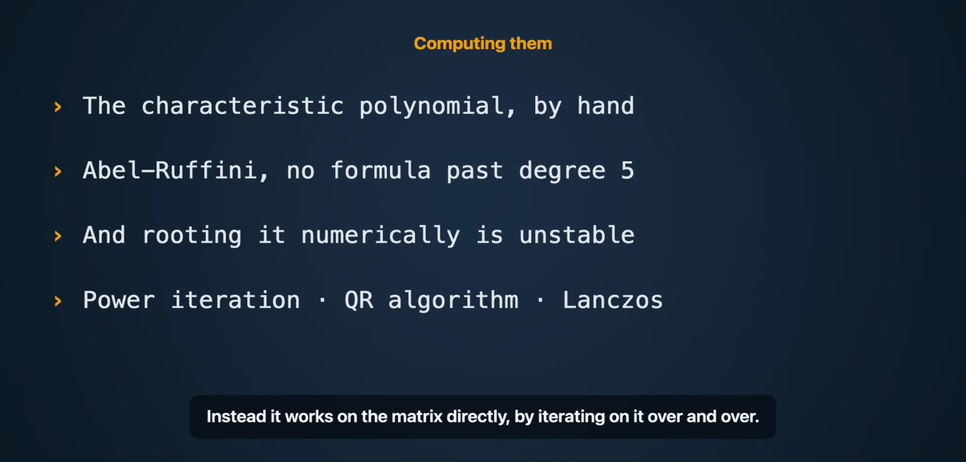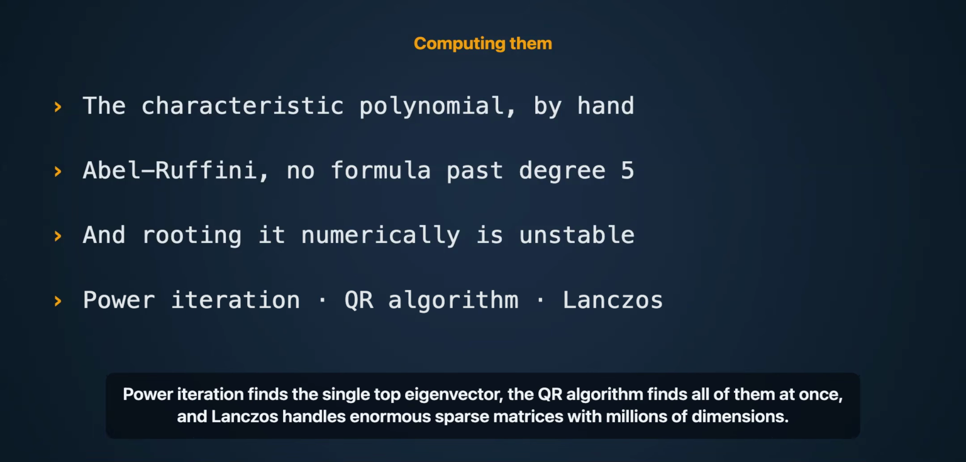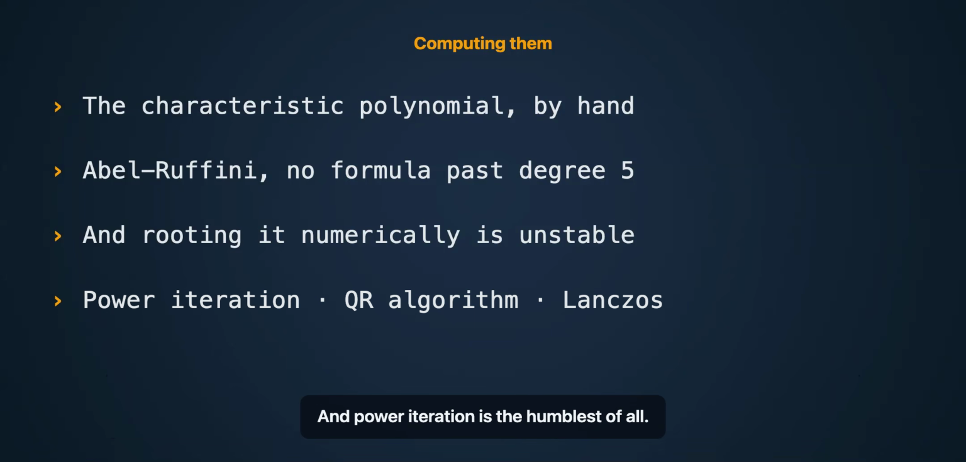Instead, it works on the matrix directly by iterating on it over and over. Power iteration finds the single top eigenvector. The QR algorithm finds all of them at once, and Lanczos handles enormous sparse matrices with millions of dimensions. And power iteration is the humblest of all. You just multiply the matrix by a vector, normalize, and repeat. That one tiny trick is what will soon let us rank the entire web.